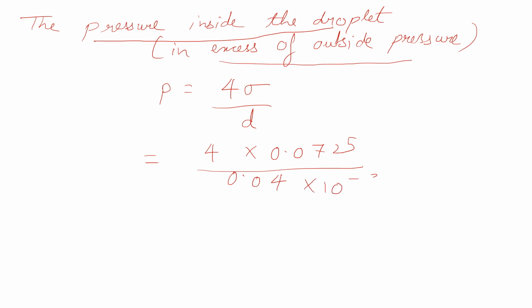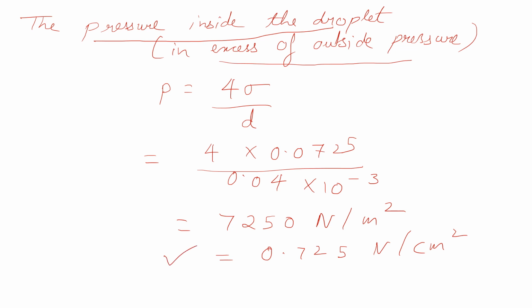This is the value of diameter. After solving this, we will get 7250 Newton per meter square. I will convert it to Newton per centimeter square so that we can add the values, or you can convert that to Newton per meter square and add in any way you want or in which the question asks. But here the question is not saying we need to find it in Newton per centimeter square, so we can keep it in any unit, Newton per centimeter square or Newton per meter square, as you wish.